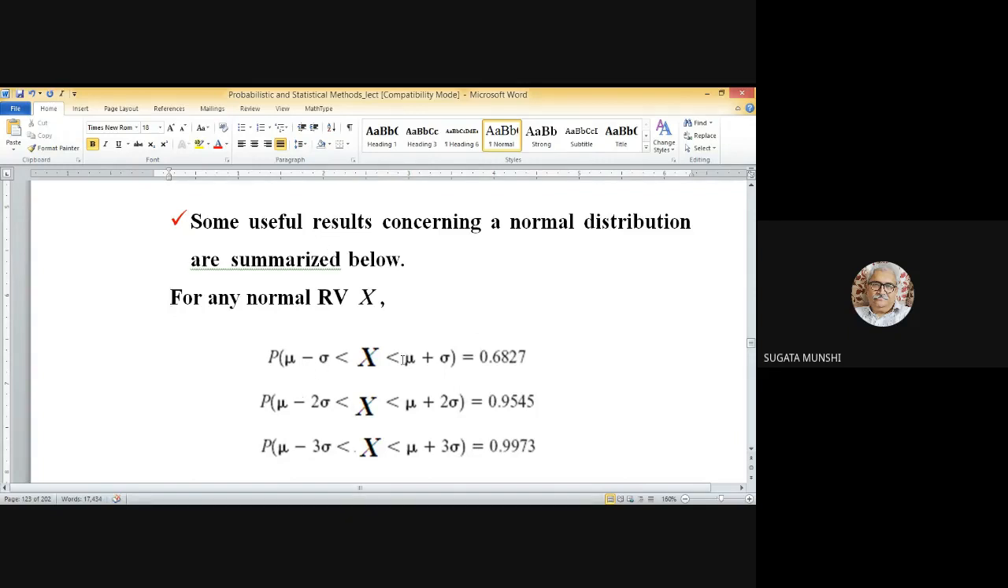So this is plus minus sigma about mu, the probability of lying in that range. Plus minus 2 sigma means in all a 4 sigma spread, and the probability of X having this spread is 0.9545. And this is called 6 sigma. You will come across this term 6 sigma in many cases. So that is the origin.